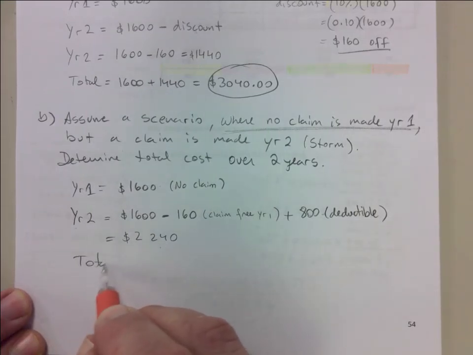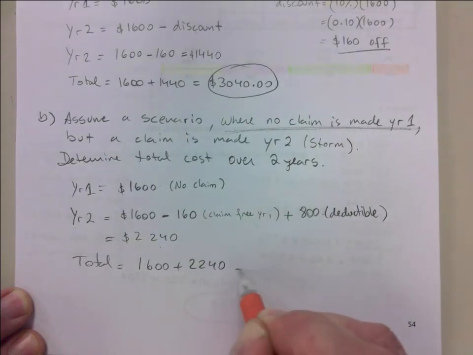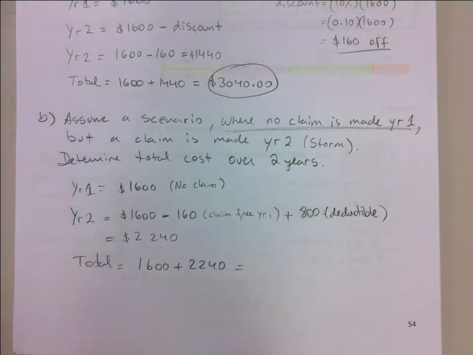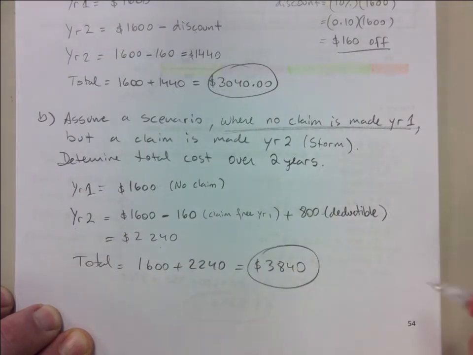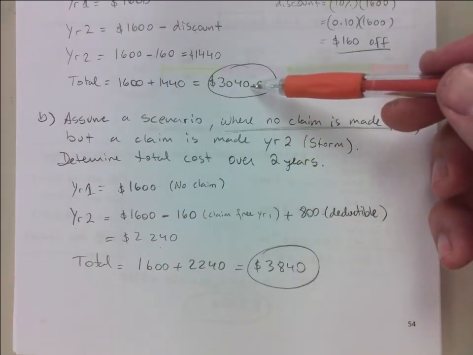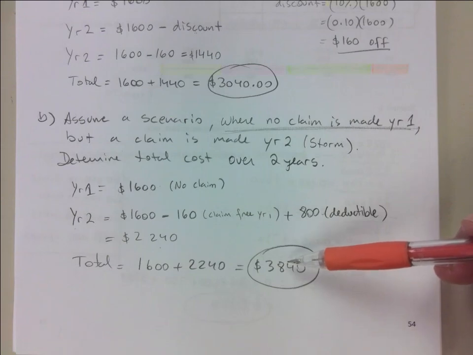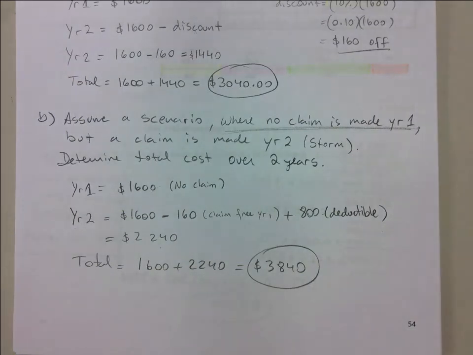So total is 1,600 for year one plus 2,240 for year two. So 3,840, which makes sense. If you caught it, it's like, wait a minute, the first scenario we only paid 3,040. Second scenario, we made a claim, so it'll be $800 more, right? If you compare those two. So keep that in mind. Okay, I'm gonna keep it there.